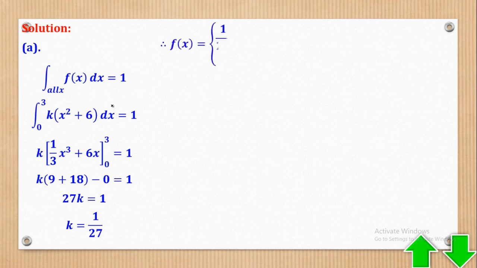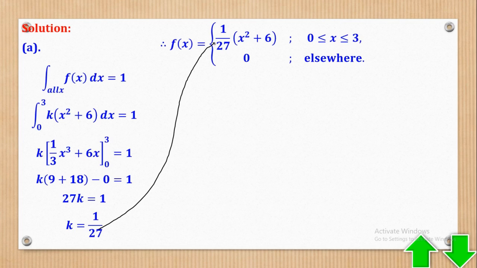So that's the value of k, and that means that now the function is going to become 1 over 27. Remember the function here, it was k, but since we have got the value of k, we are going to replace it here to get a function where the unknown constant has been substituted. So in the end, this is our function that can be used to answer the preceding questions. So that was part A.